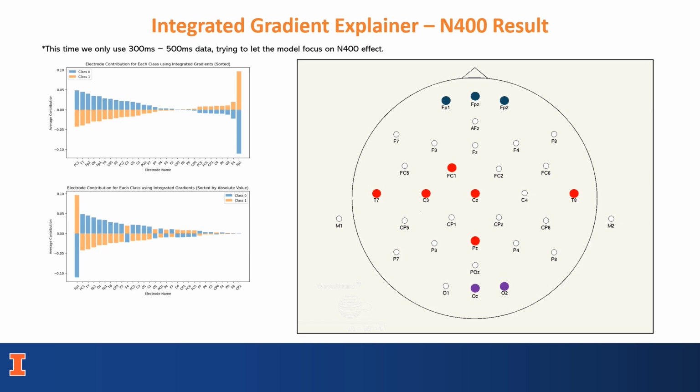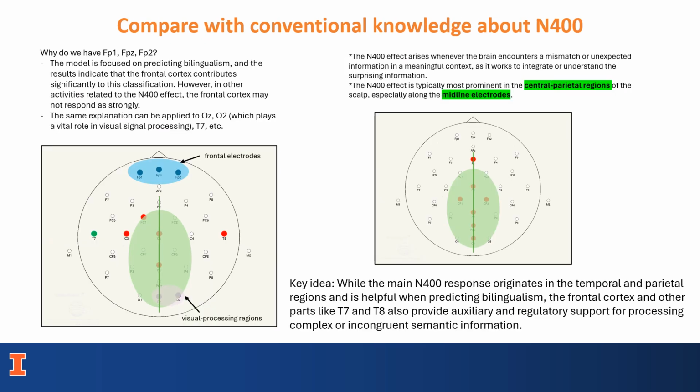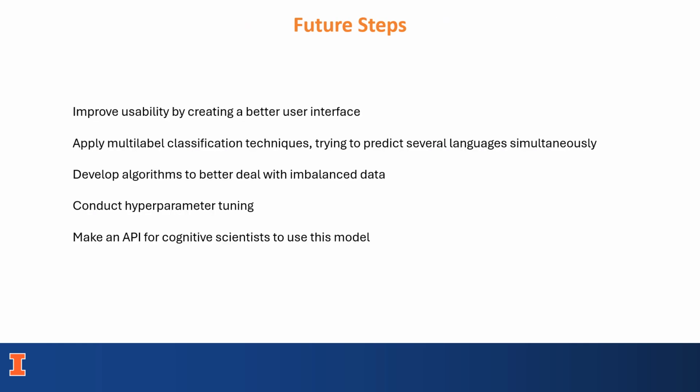Then we continue to use the IG analysis focused on the N400 effect. The colored points here indicate key regions for processing during this time frame. This slide compares the model's findings with conventional knowledge about the N400 effect. It highlights that while the N400 is typically strongest in central parietal regions, the model also identifies frontal electrodes and visual processing regions as significant for predicting bilingualism. These additional areas may provide auxiliary support for processing complex or incongruent semantic information.